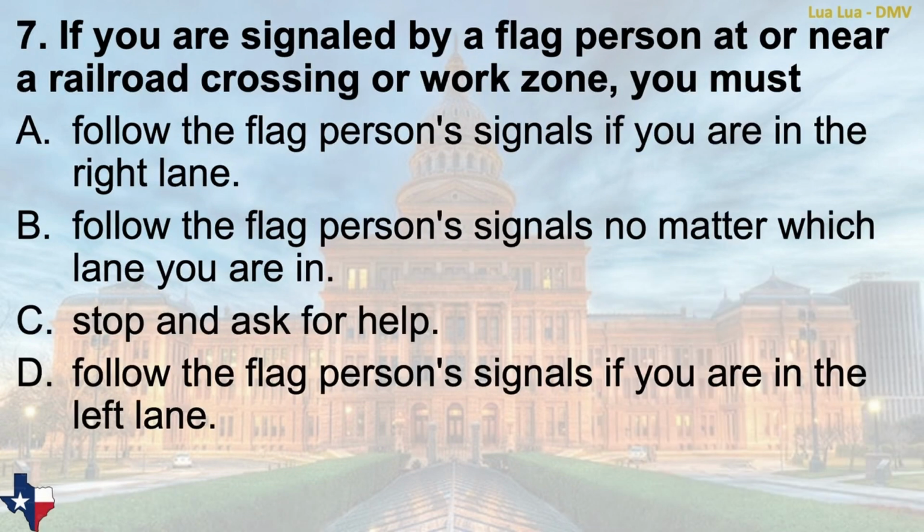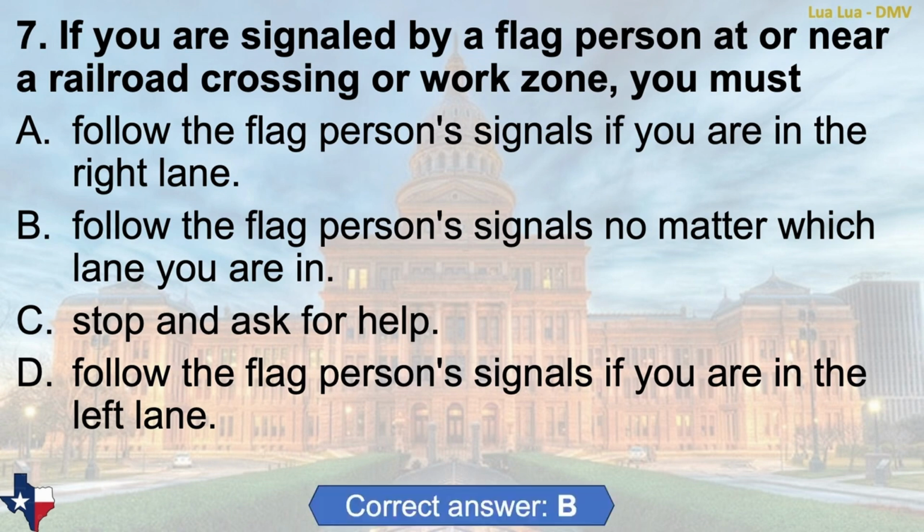Question 7. If you are signaled by a flag person at or near a railroad crossing or work zone, you must A. Follow the flag person's signals if you are in the right lane. B. Follow the flag person's signals no matter which lane you are in. C. Stop and ask for help. D. Follow the flag person's signals if you are in the left lane. The correct answer is B. Follow the flag person's signals no matter which lane you are in.